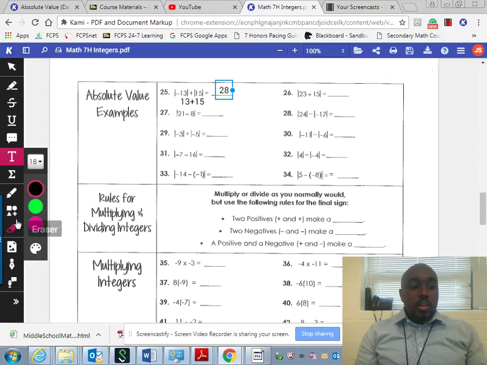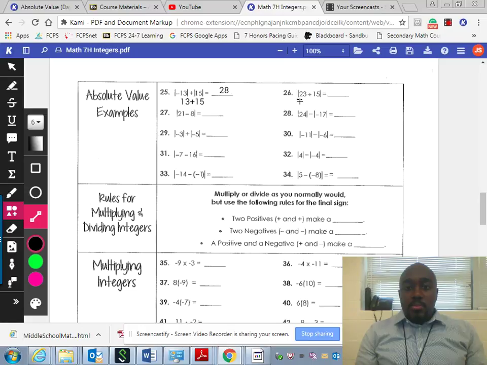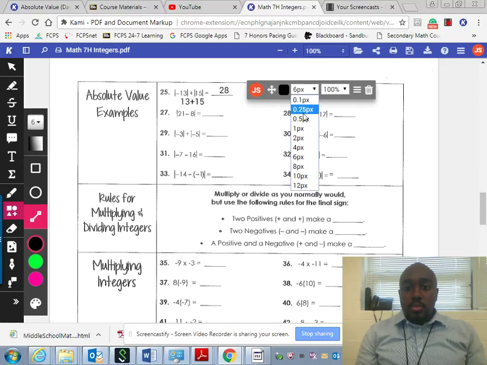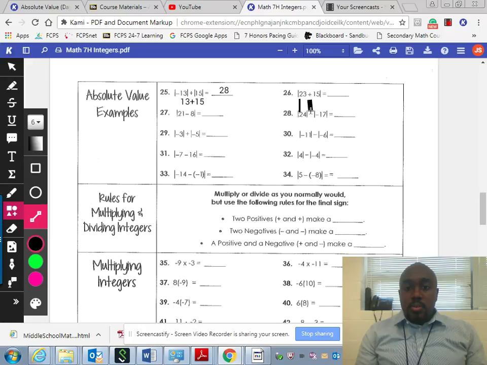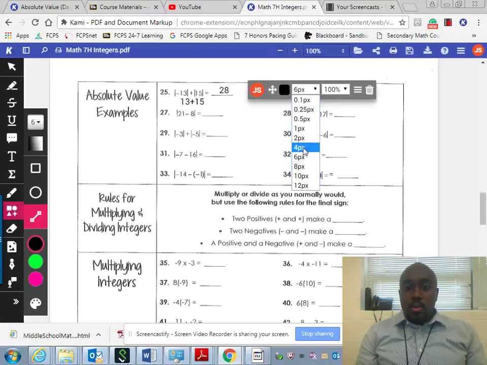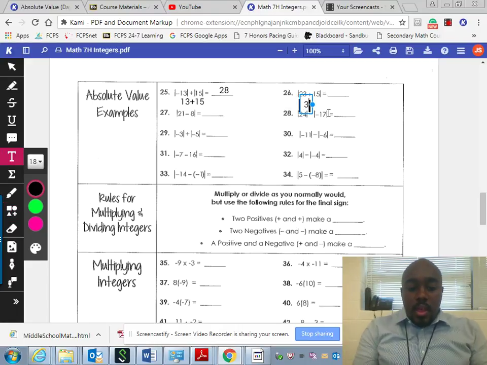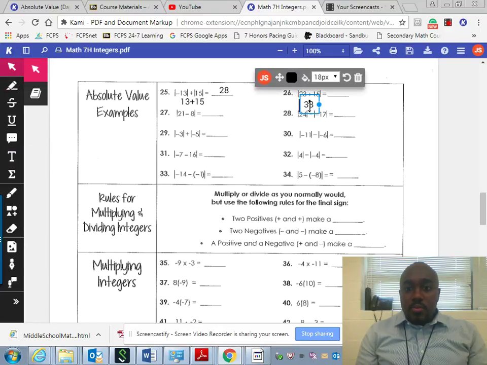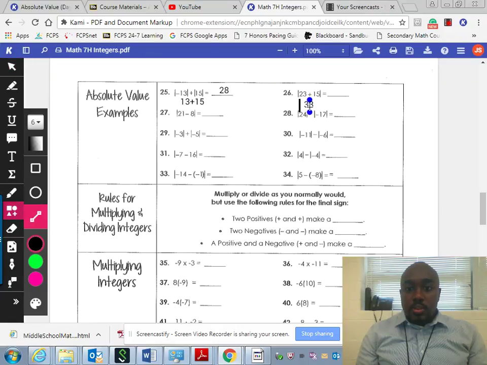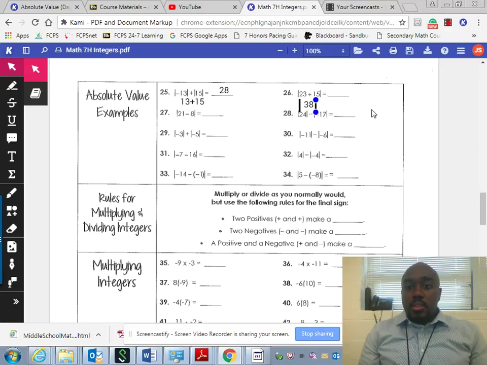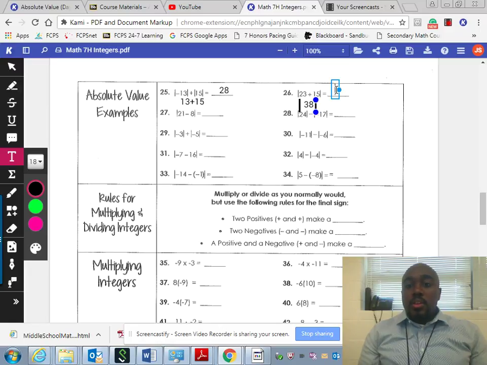So let me go ahead and write that really quickly. So we have the absolute value of 38. And we should all know that the absolute value of 38, the number 38, is 38 spaces from 0. So as a result, the answer should be a positive 38.